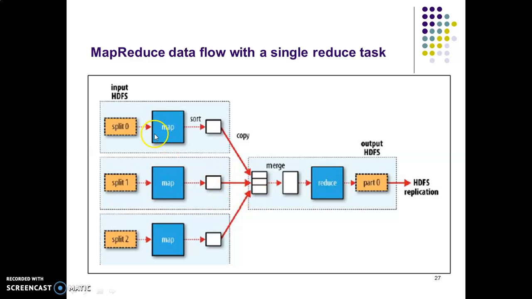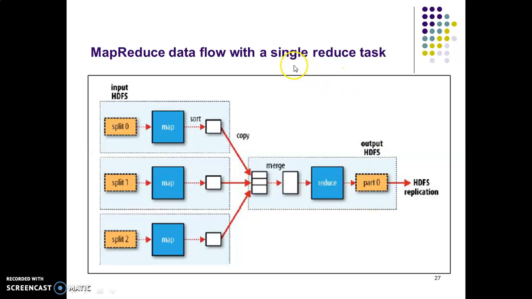So here we have mapping of the data by splitting it into split 0, split 1 and split 2 according to the size of the data. We are going to split them, and after splitting them we sort them, then we copy them into one of the data nodes, and here also we make use of that merging operation. After the merging operation we make use of the reduction of that particular data in the particular format. Then we just store it in the form of part 0, part 1 and so on.